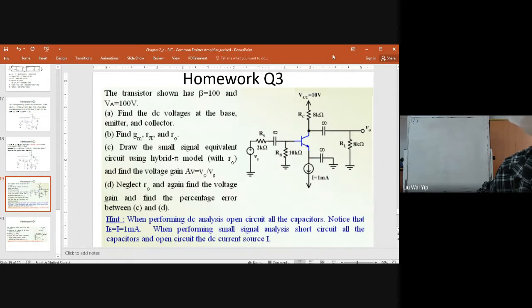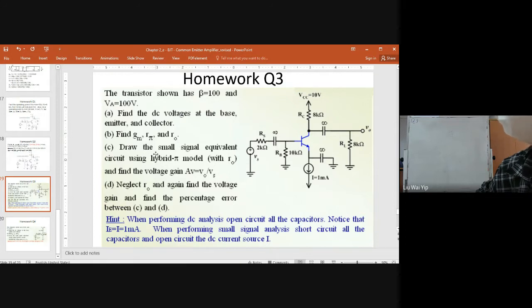The question has several parts. So this is the amplifier, the so-called common emitter amplifier. It has an input Vs and an output Vout. The first question is to find the DC voltages at the base, emitter, and collector. And with the collector current IC, the next question is to find gm, rπ, and ro.